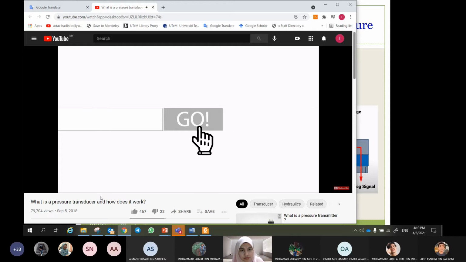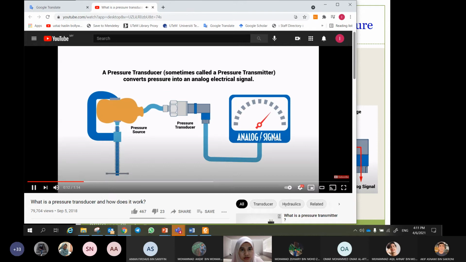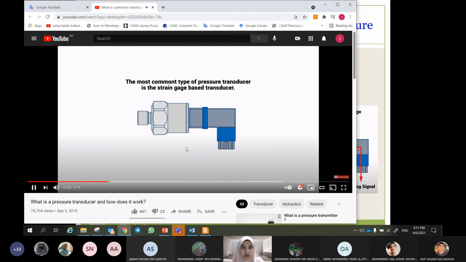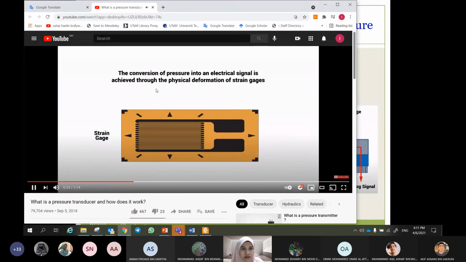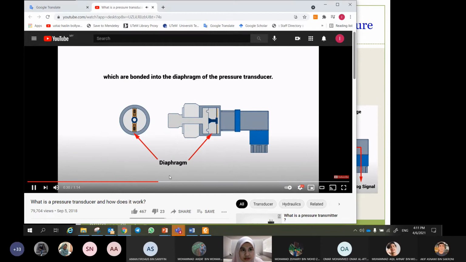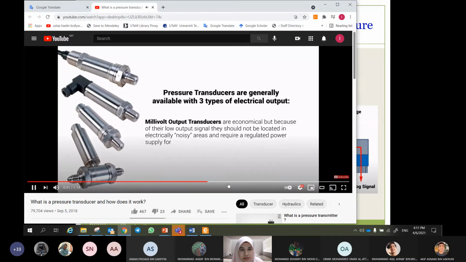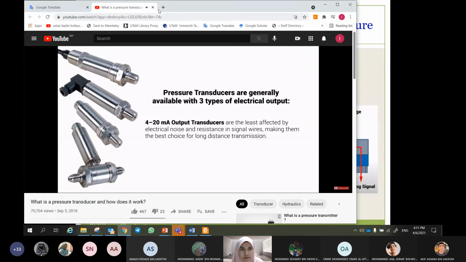Pressure transducer: converts pressure into an electrical signal. The most common type is where the conversion is achieved through a strain gauge bonded to the diaphragm of the device. It will provide an analog signal. This is a pressure transducer.